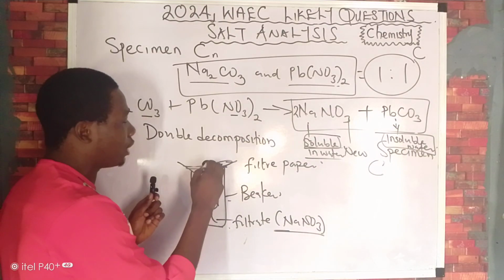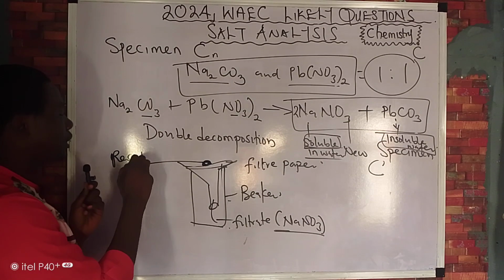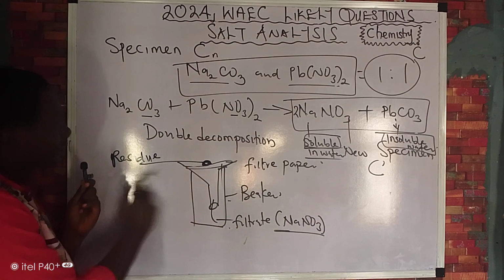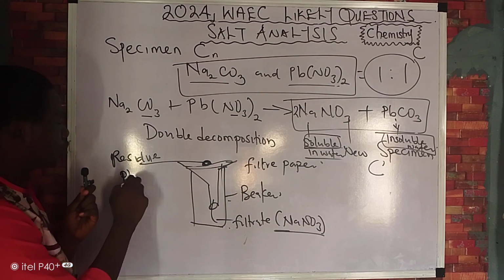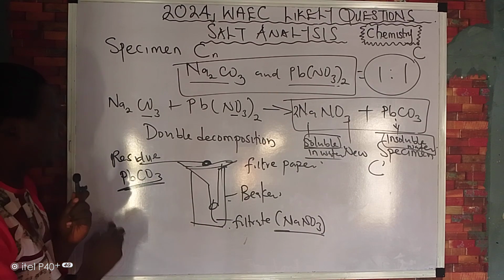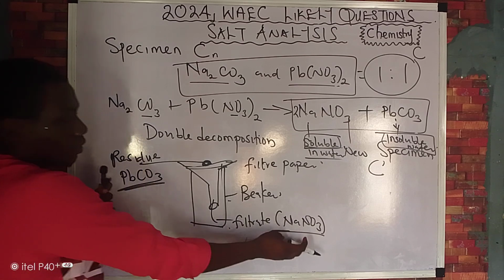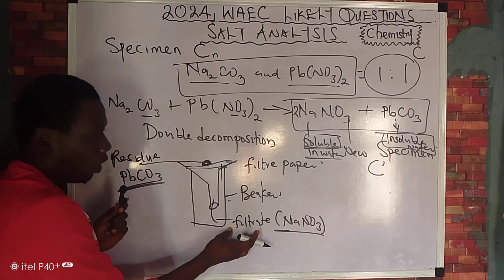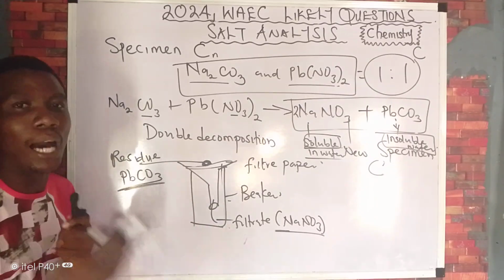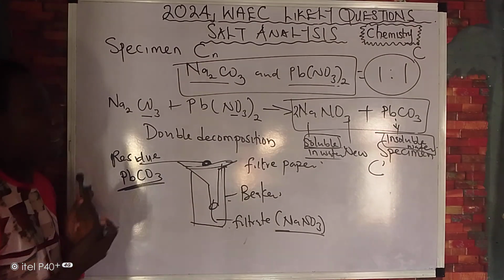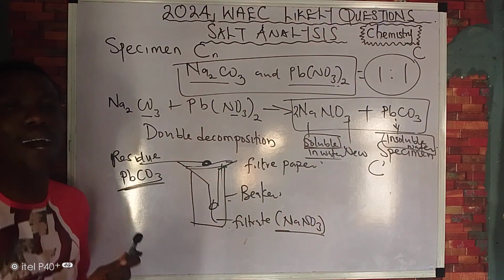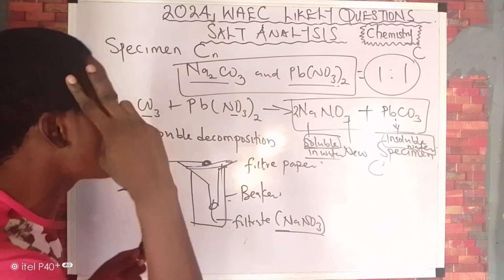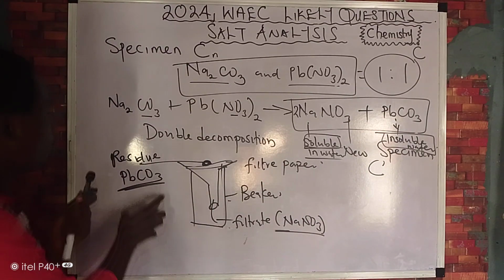Then what will be left here will be called the what? Residue. Okay? And this residue is what? Lead carbonate. So that is to say, our filtrate is what? Sodium nitrate. While our residue is what? Lead carbonate. That's what we have. So whenever you are testing for residue, you should have at the back of your mind what you have there.